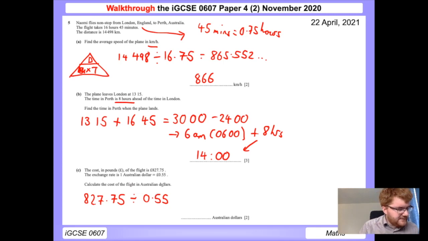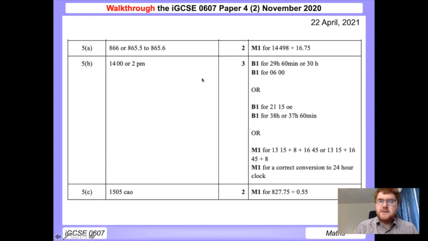So if I pop this now into my calculator, I then get the answer of 1,505 Australian dollars. That makes sense because it should be bigger than 827 pounds. And we're done. Let's have a quick look at the mark scheme. So can you show you that?